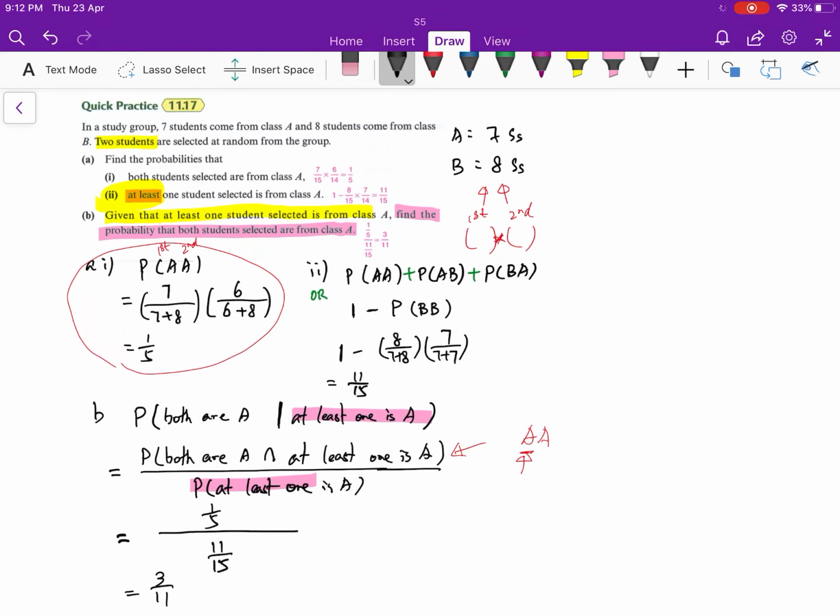So actually conditional probability is not difficult, but you must remember all the formulas and make the concept clear: which one is in the numerator part, and which one is in the denominator part. That's it. Okay.